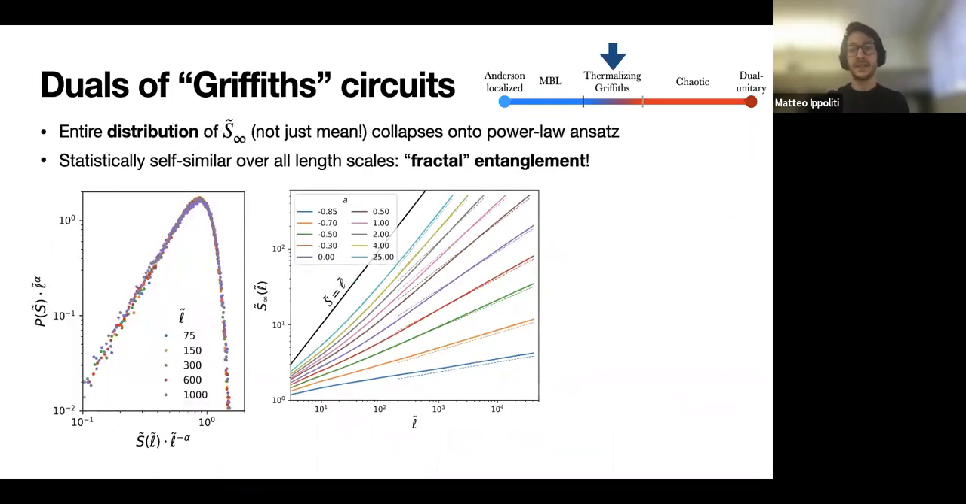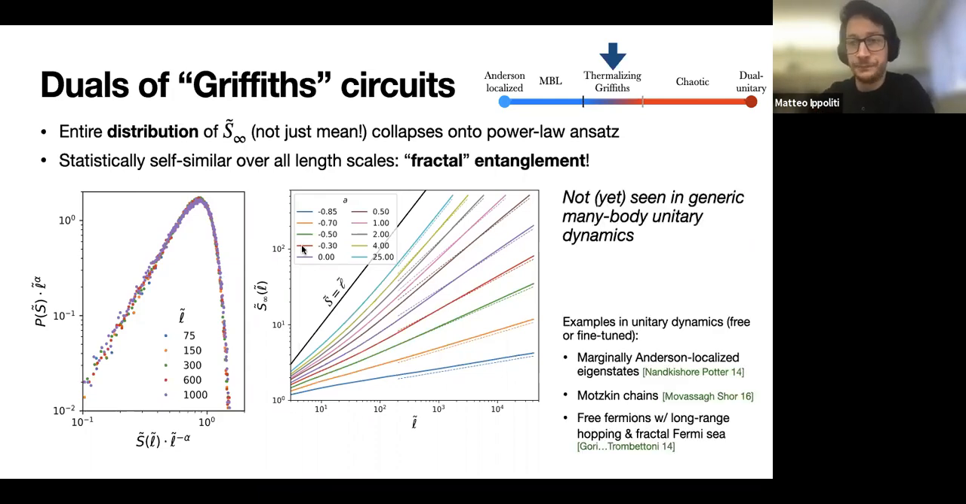Not only that, so that's the scaling of the average entropy, but obviously these circuits are strongly random. So not just the average of the entropy, but all of the moments, and actually the entire distribution, collapses onto the scaling ansatz. So if you rescale by a suitable power of the size of the system, then the entire distribution collapses. And that tells you that if you take a state and look at its entropy profile, then it's statistically self-similar over all length scales. So as you zoom out and zoom out and zoom out, you get something that statistically looks the same. It's not a fractal in the sense of a Cantor set or a Sierpinski triangle. It's not a clean fractal, but it's a statistical fractal. It has the statistical self-similarity property.